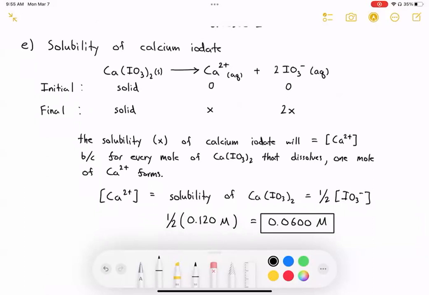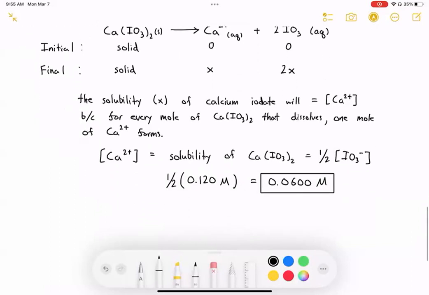Okay, so iodate, we just take 1/2 of the concentration because in our chemical equation, calcium iodate goes to calcium and 2 iodate ions. So we have to divide by 2 to find the value for X. So remember, X is the solubility. And to do that, we take 2X, divide the value from X by 2 to get us the solubility of calcium iodate.